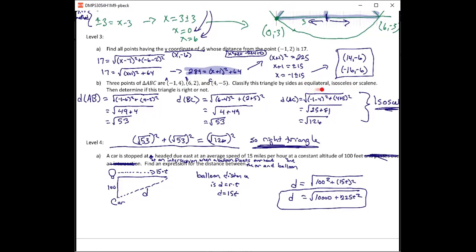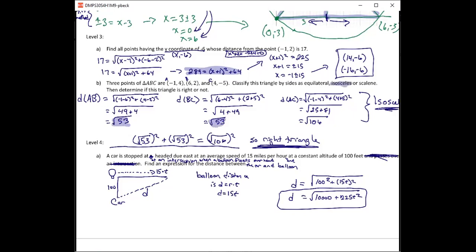Equilateral means all 3 sides are the same. Isosceles means 2 sides are the same. And scalene means no sides are the same. So if I want to know what the lengths of each one of these are, that's where I'm going to use the distance formula. And that distance formula, when I do it over here, I get 53. Let me change that because I realize it's wrong. The second one, I do have the square root of 53. And then this one becomes the square root of 106. I'm not sure where the 126 came from. But the fact that both of these are the square root of 53 means I know I have an isosceles triangle.